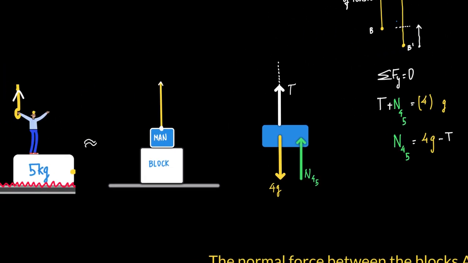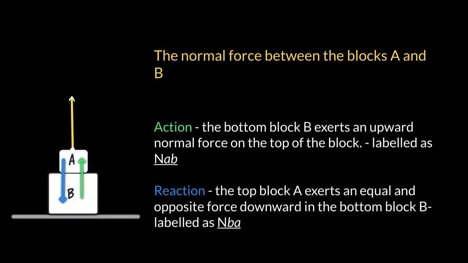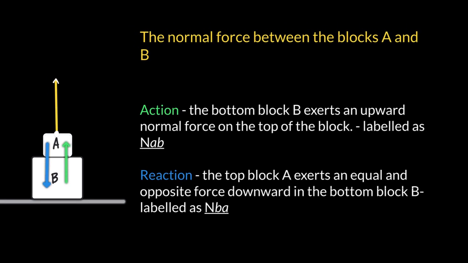Okay. So some of you may have a doubt here. Let me just deviate for a minute and take you through the concept here. See, the normal force between the blocks A and B are an action-reaction pair. What is the action? The bottom block B exerts an upward normal force on the block which is on top of it. So this arrow represents the normal reaction on A due to B.